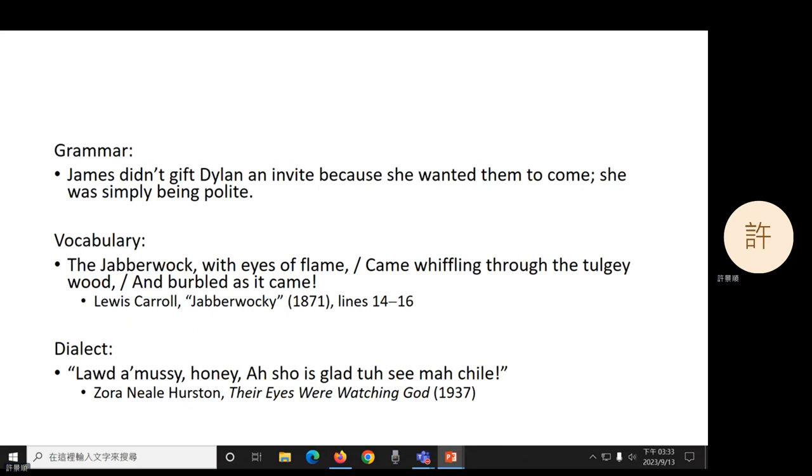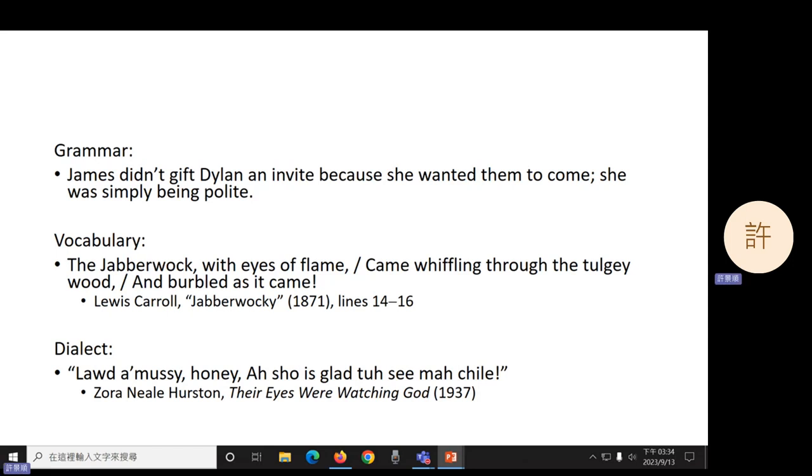For example, this sentence. Do you see anything wrong with this sentence? James didn't gift Dylan an invite because she wanted them to come. She was simply being polite. First of all, what does this sentence mean? Can someone tell me in Chinese? Kind of confusing, right?